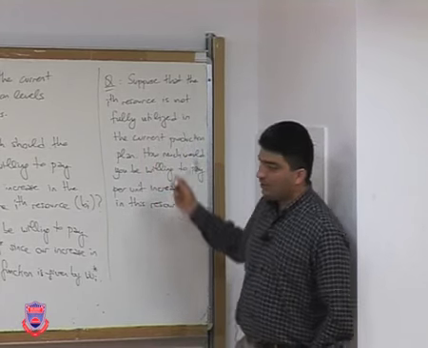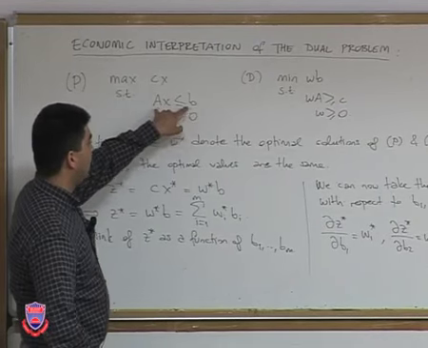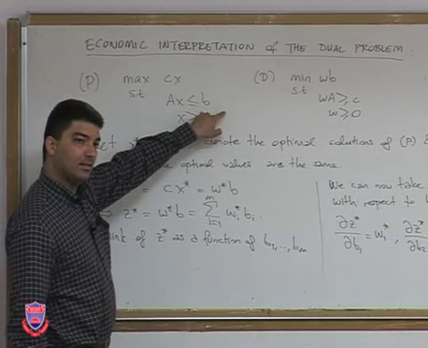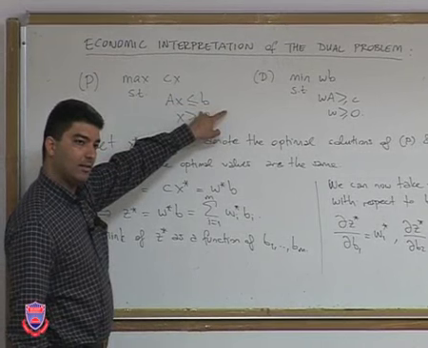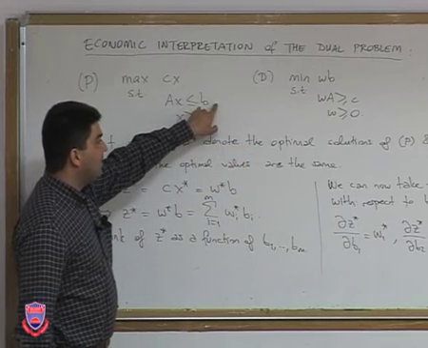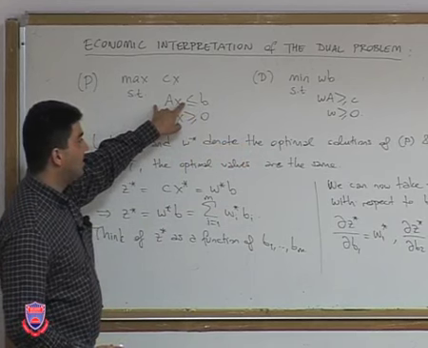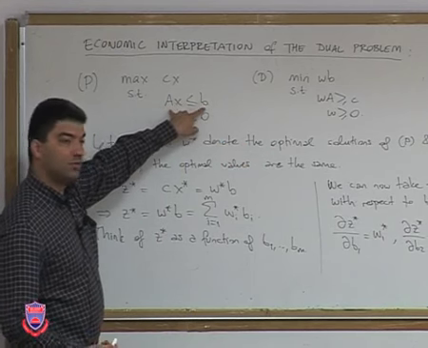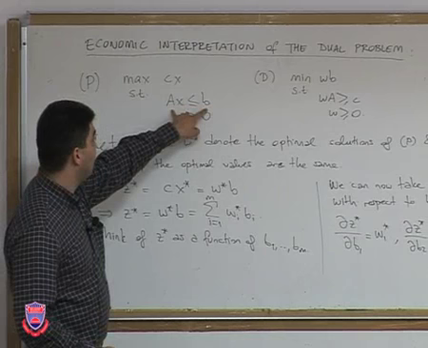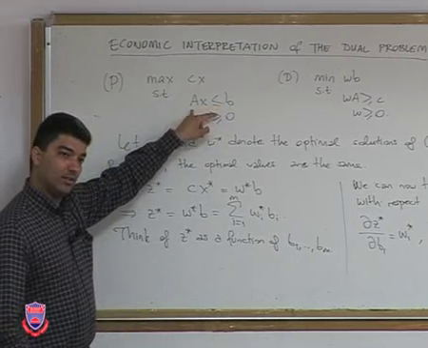So if the ith resource is not fully utilized, let me go back to my primal problem. That means that if I look at the ith constraint here, the left-hand side is strictly less than the right-hand side, right? Is that clear? So if the ith resource is not fully utilized, that means that b_i is the amount of available resource, and the ith component of this vector is how much we're using that resource. So as a result, there's going to be a positive difference between the two. Is that clear? Yes. Okay. Which means that the right-hand side will be strictly greater than the left-hand side for that constraint.